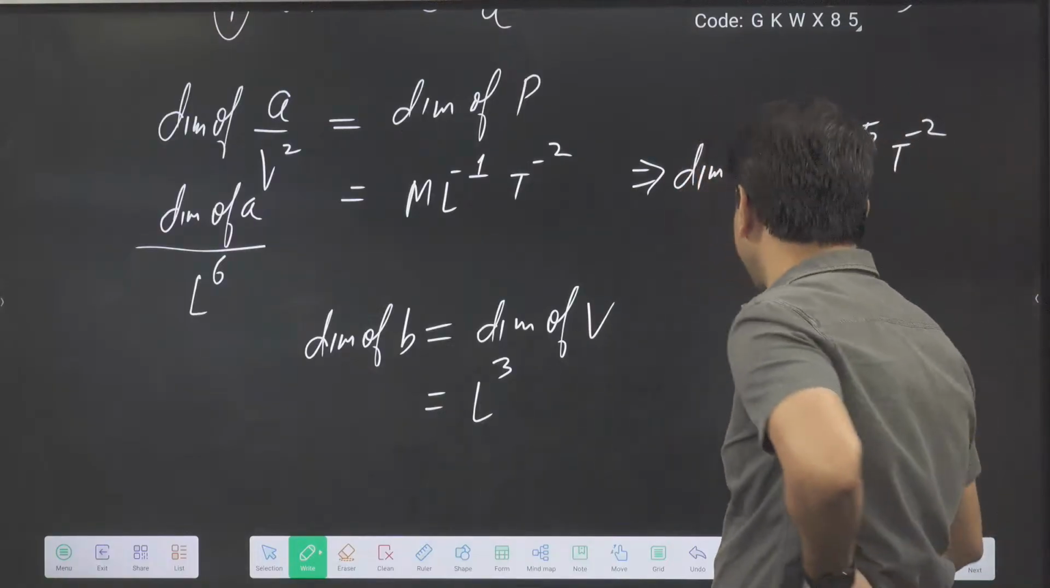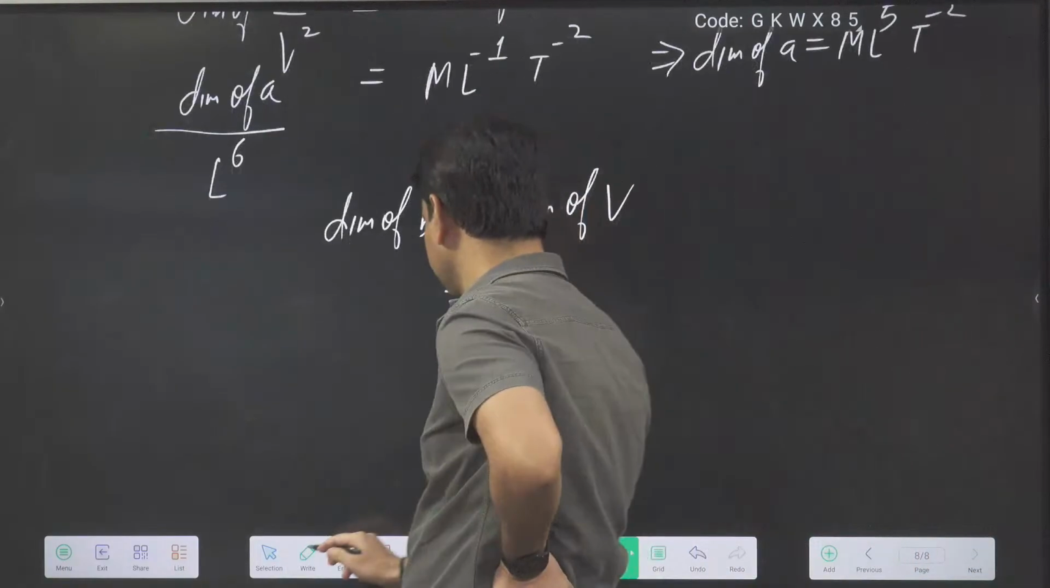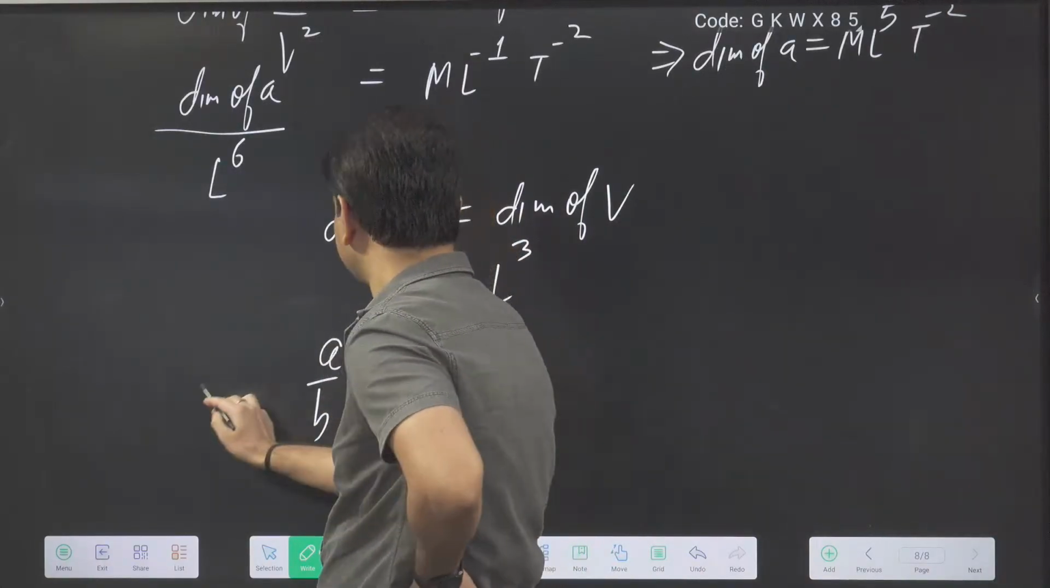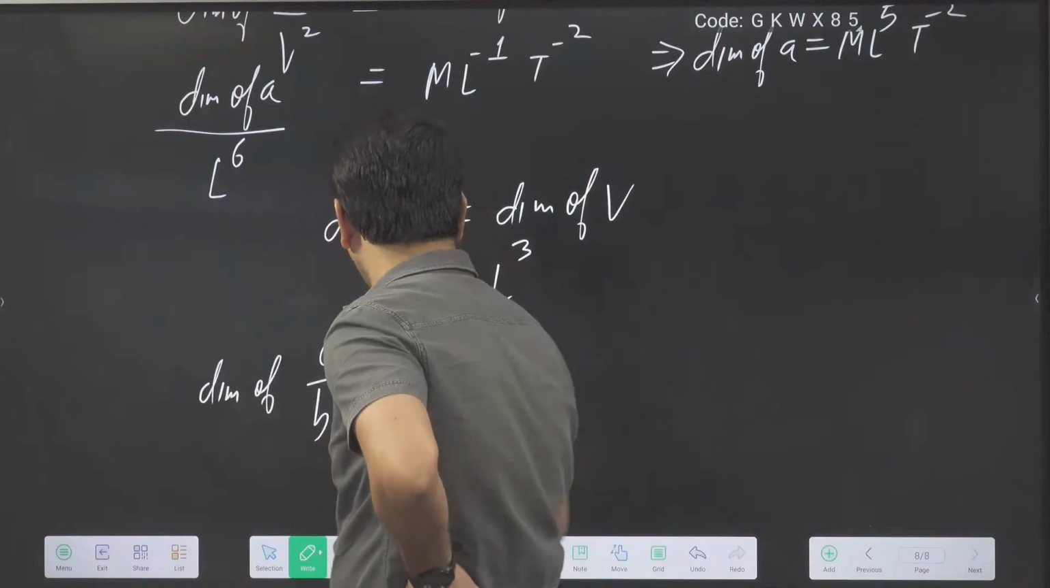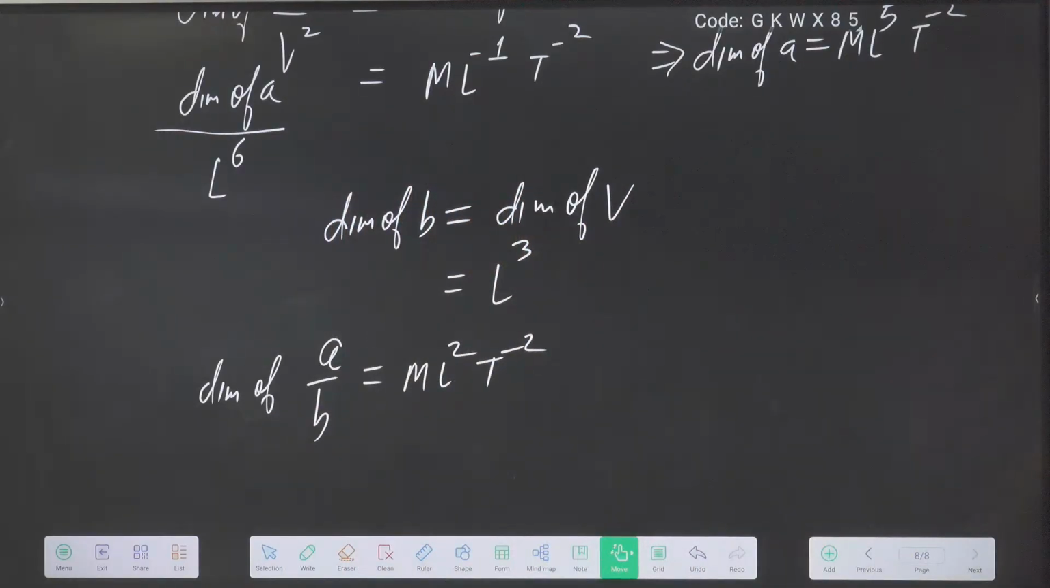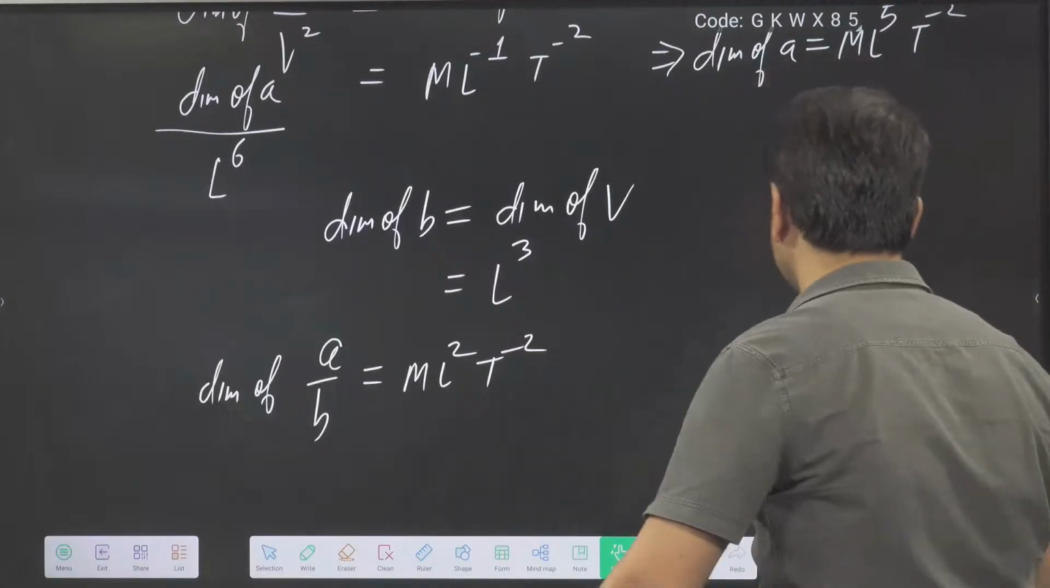So answer is A by B. So A by B is equal to ML2, dimension of ML square T minus 2. So it represents the energy dimension. Everybody got? So answer is fourth one.